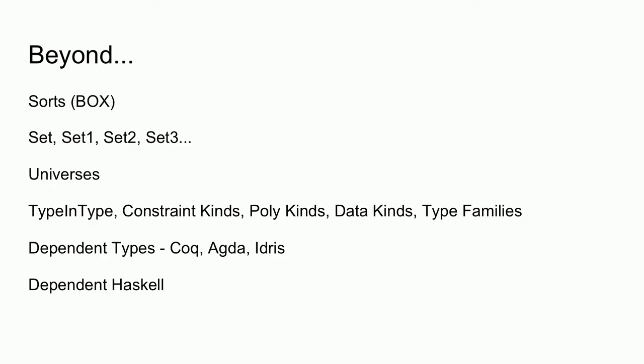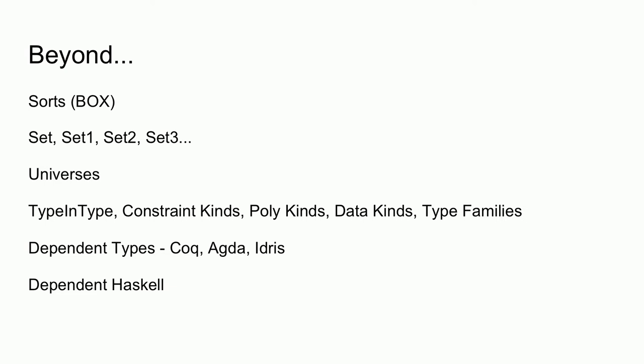So beyond this is just kind of an intro to kinds and the features they enable. The next level up is sorts. So all kinds have a sort. In Haskell, there's no syntax for sorts, but all kinds have a sort called box. I don't know why it's called box, it's just box. Haskell's also in the process of collapsing the kind and type system so that they behave the same. And that's on the way to Haskell becoming a dependently typed language where values and types are used a bit more interchangeably. You'll see things like Set, Set one, Set two in languages like Agda.